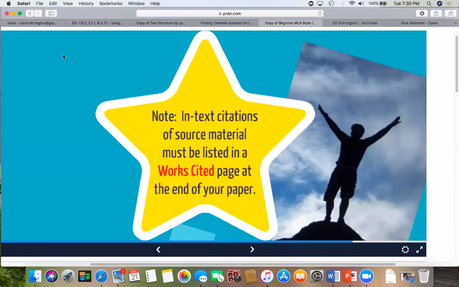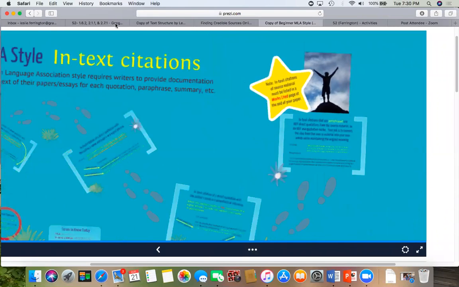In-text citations of source material have to be listed in your works cited page also, at the very end of your paper. If you don't have an author's last name, and we'll talk about that in a second, you're going to use whatever is the first thing listed in your works cited page entry for your citation. So, yeah, that's it.